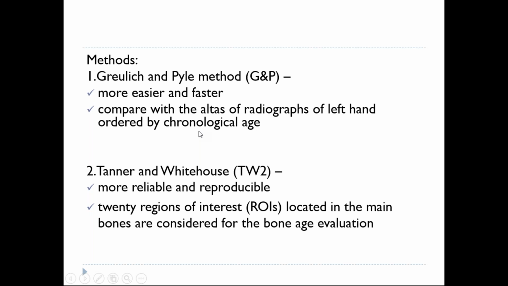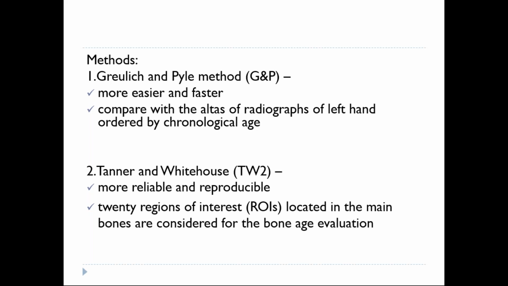So this is also an important concept. If you do not know it in detail, at least you should know that we do the bone age to know whether the child is short because of some pathological reason or a constitutional or familial reason. So there are two methods, the GNP or Greulich and Pyle method, and the Tanner and Whitehouse method. In both, you compare with the atlases. Atlases are available online also, and textbooks are also available. So you can compare with the atlas. And Tanner and Whitehouse is more reliable, but it is a bit difficult.